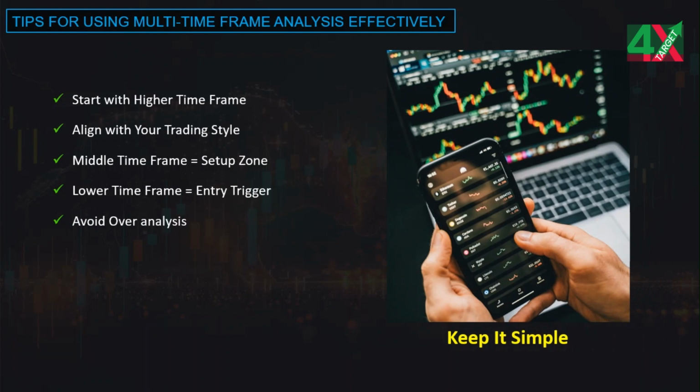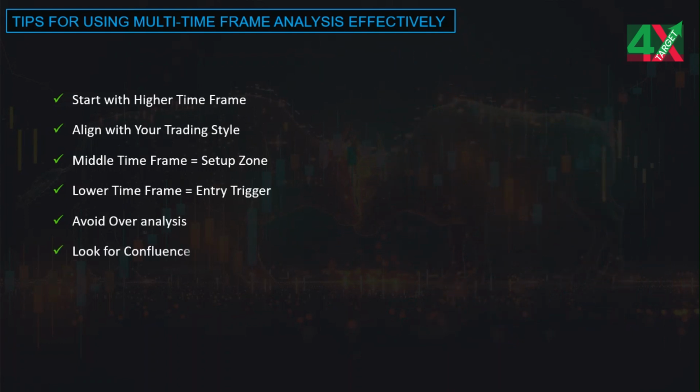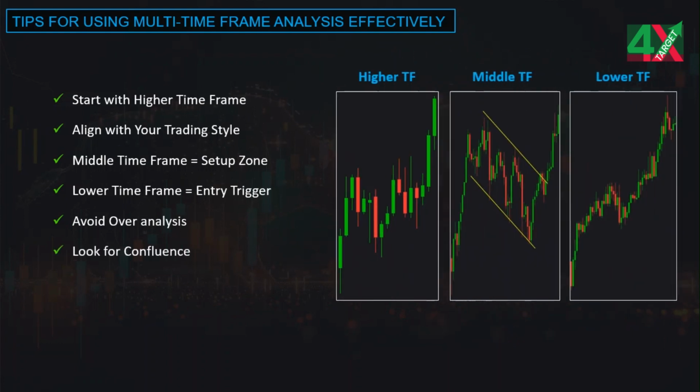Fifth, avoid analysis paralysis. Too many time frames can lead to conflicting signals and missed opportunities. Stick to 3, 1 for trend direction, 1 for setup confirmation, and 1 for entry. Finally, always look for confluence, when all your selected time frames agree on direction and signals. That's where the highest probability trades exist. Mastering these tips will help you bring structure, clarity, and confidence to your trading decisions using multi-time frame analysis.